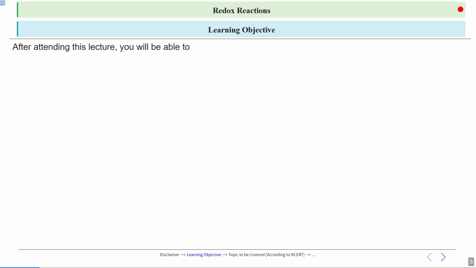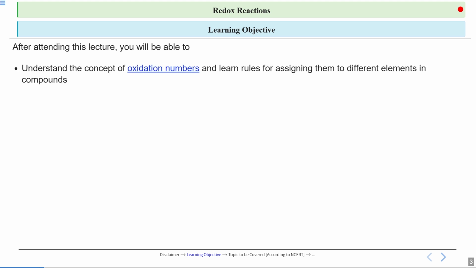The learning objective for today's lecture: after attending this lecture, you will be able to understand the concept of oxidation numbers and learn the rules for assigning them to different elements in the compound. We will also know the different rules in a sequential manner to find out the oxidation number for the different elements that are present in a chemical reaction.